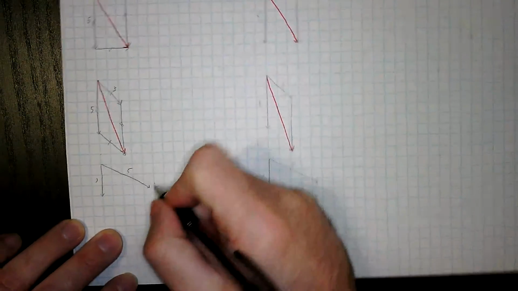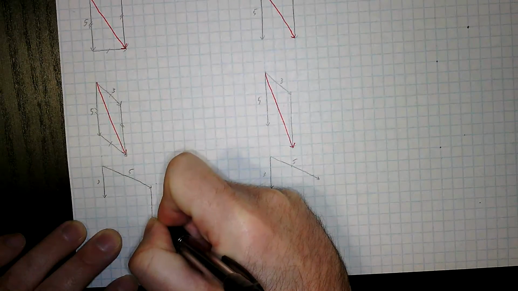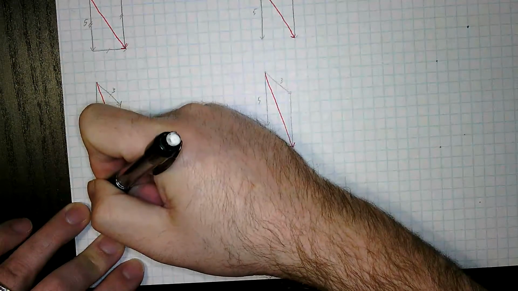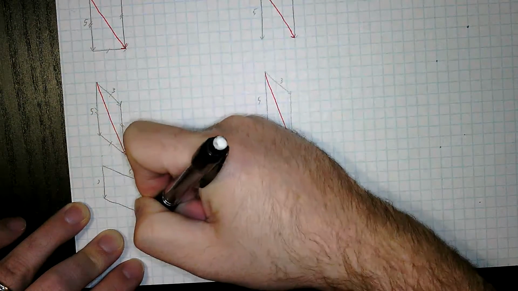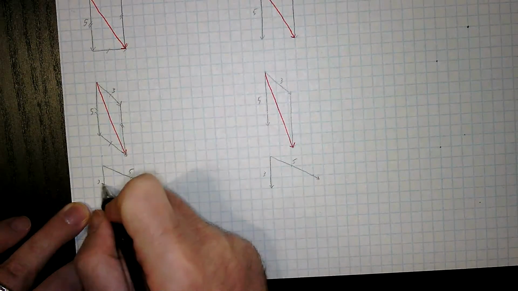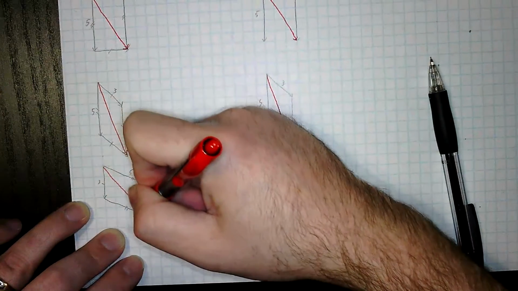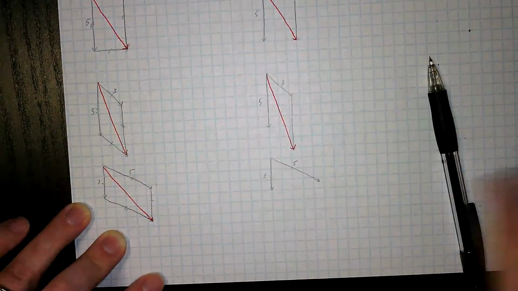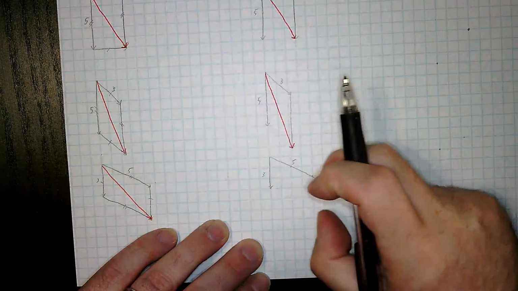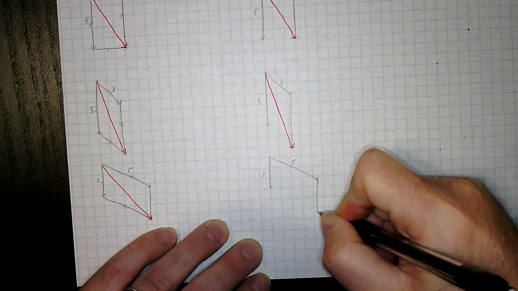Lastly here, we have our parallel lines, and then our resultant vector. And with head to tail, moving that over here. 1, 2, 3.